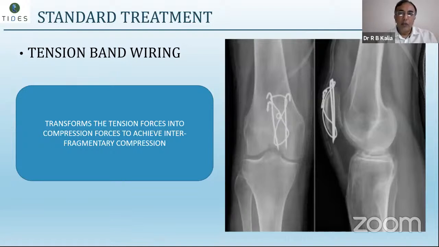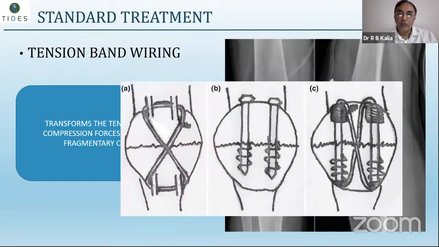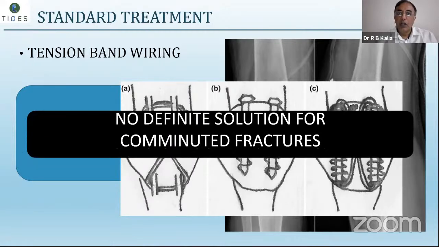There are various modifications to it. You can put screws, you can put wires to screws, and so on and so forth. But all of them have a problem: more often than not, you need a wire. So there is no really definite solution for comminuted fractures. You have to use your ingenuity as a surgeon, and probably that is what we all do, and then we hope for a good result. So various kinds of plates have also been designed, of all shapes.